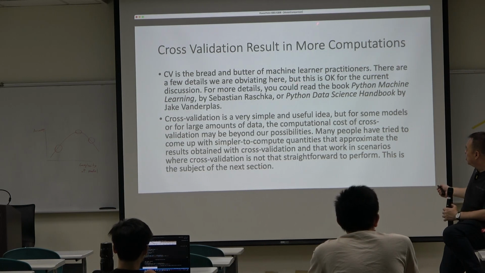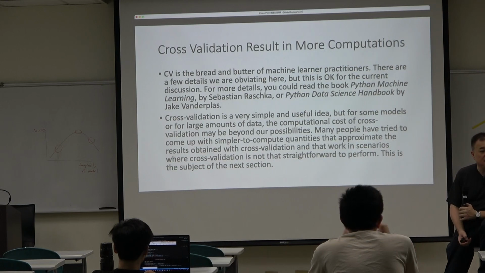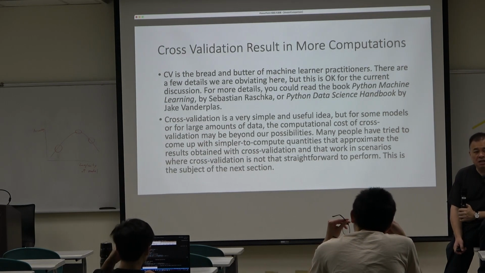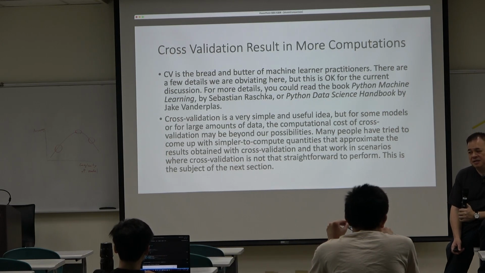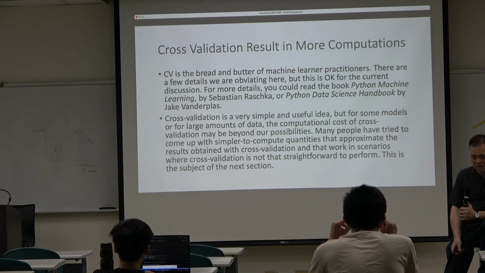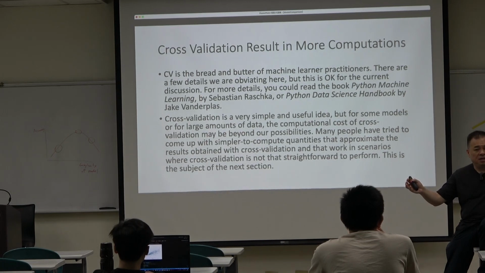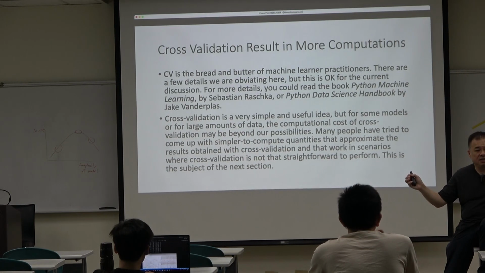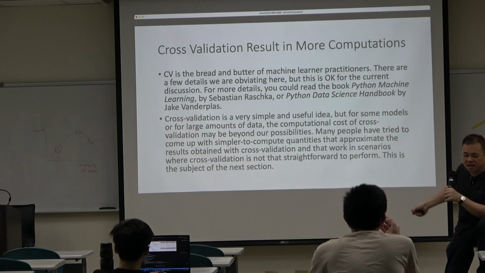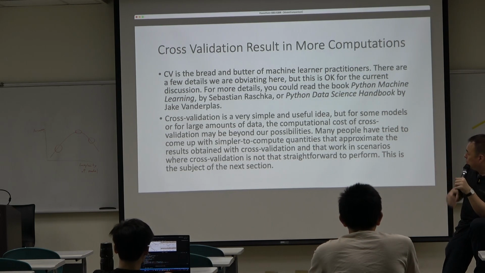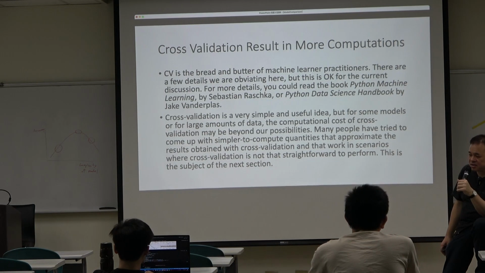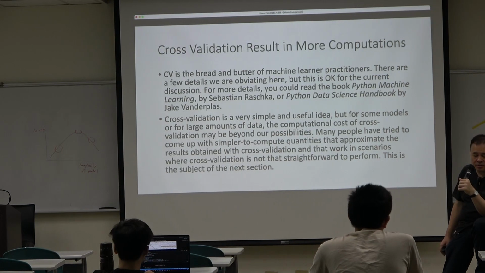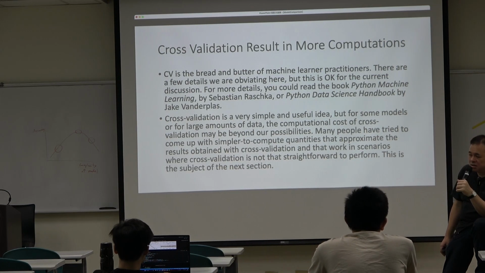Obviously, cross validation results in more computations, right? If you don't divide the data into so many subsets to do the k-fold cross validation, you only need to compute one model, and you only need to compute one accuracy, right? But now you need to do these k rounds in order to approximate the out of sample accuracy.